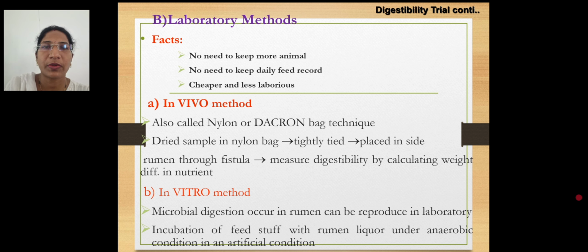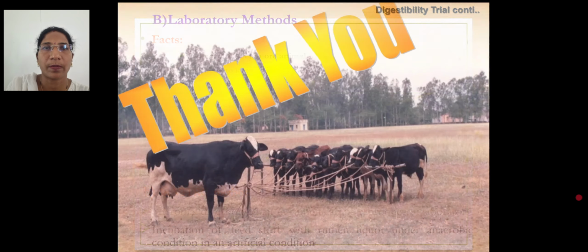Then in the case of the in vitro method, microbiological digestion occurs in the rumen and can be reproduced in the laboratory. It is incubation of a feed stuff with rumen liquid under anaerobic conditions in an artificial condition.